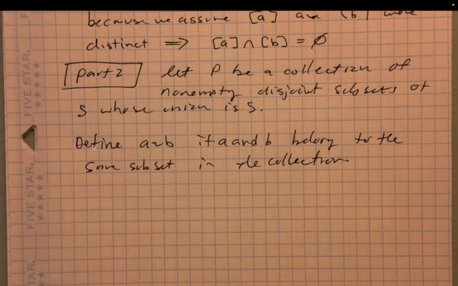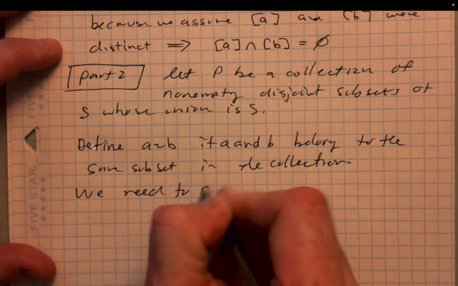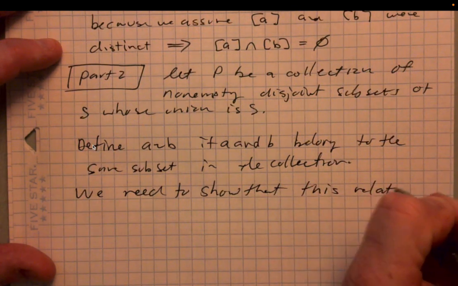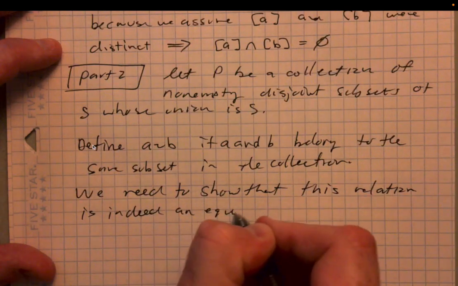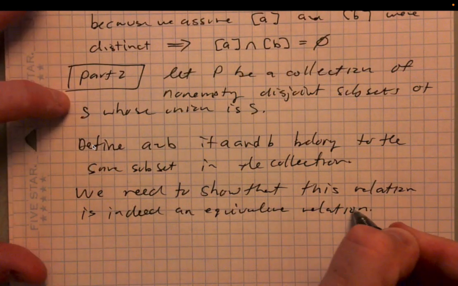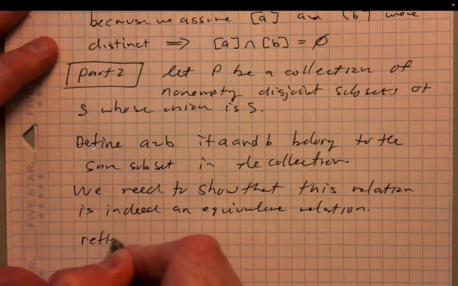But the question is, does this definition of a relation rise to the level of an equivalence relation? So we need to show that this relation is indeed an equivalence relation, right? Because just set membership is an equivalence relation. Okay, let's see. So we have to show that it's reflexive first.